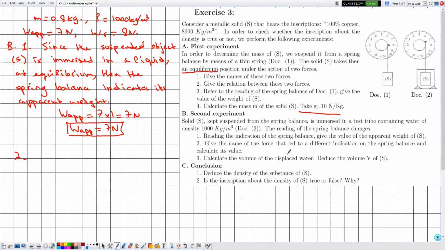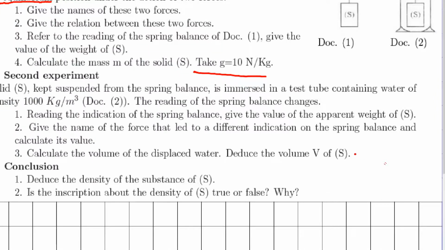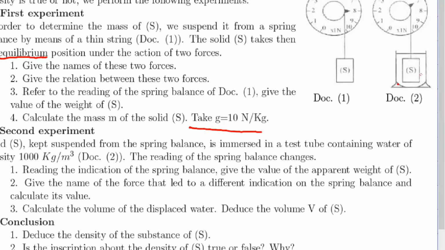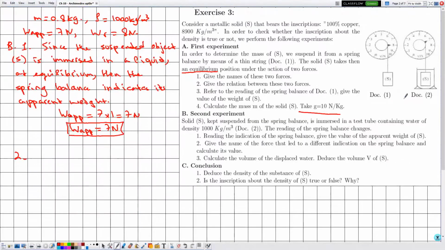Number 2, give the name of the force that led to a different indication on the spring balance and calculate its value. Because we have a fluid, a liquid in particular, which is water, the solid S will be directly subjected to Archimedes upthrust. So the name of the force is Archimedes upthrust force, F upthrust.